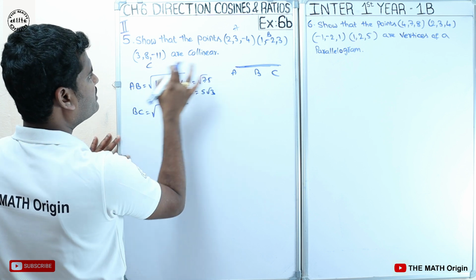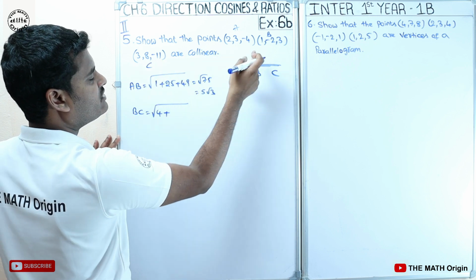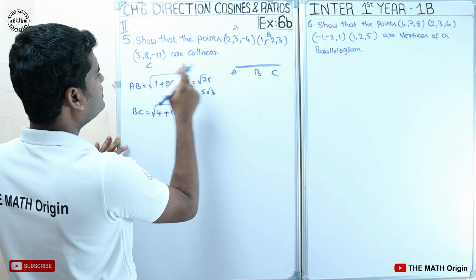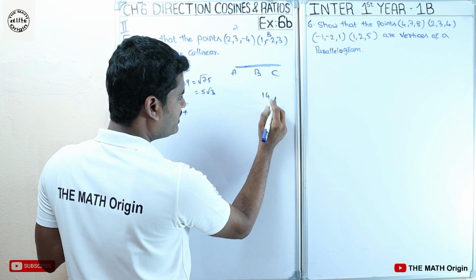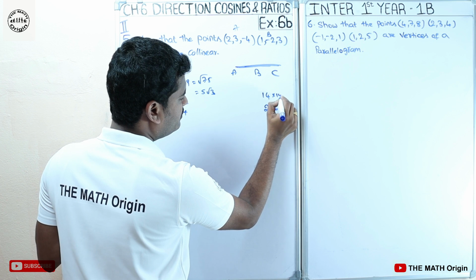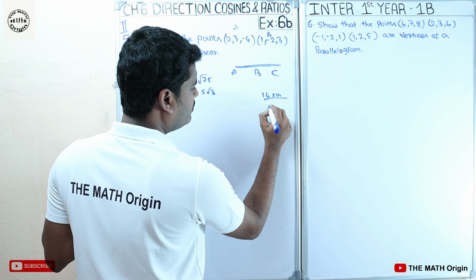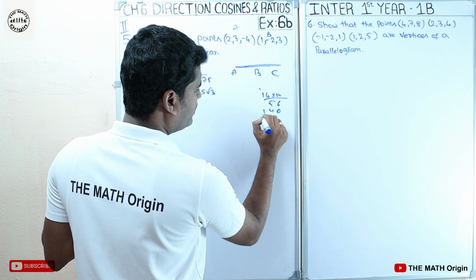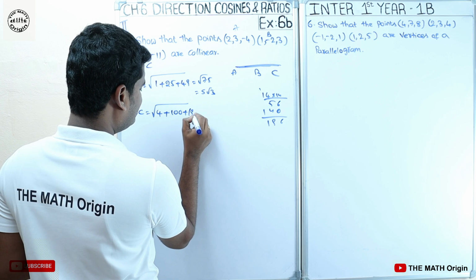BC equals root of (x2 minus x1) whole square, that is 3 minus 1 whole square is 4, plus 8 minus of minus 2 means 10, 10 square is 100. Next, minus 11 minus 3, which is minus 14, 14 square is 196. Yeah, 14 into 14 is 196, sorry, I missed it.